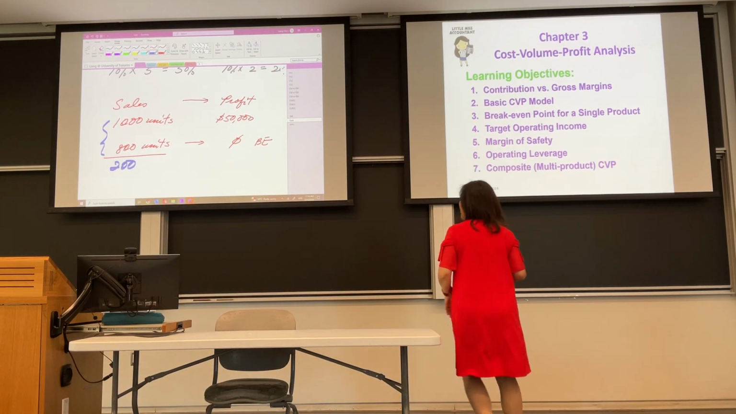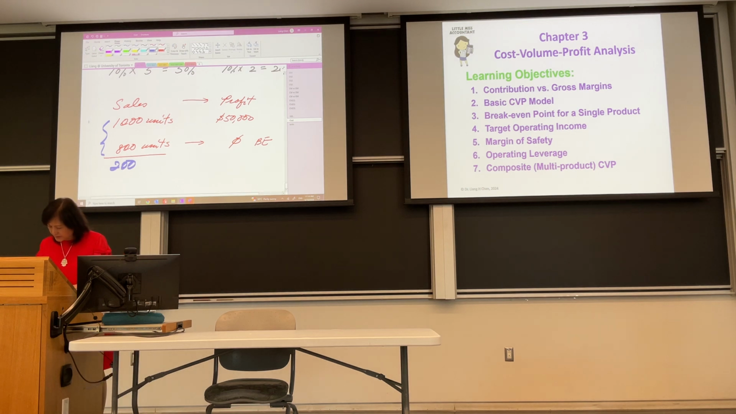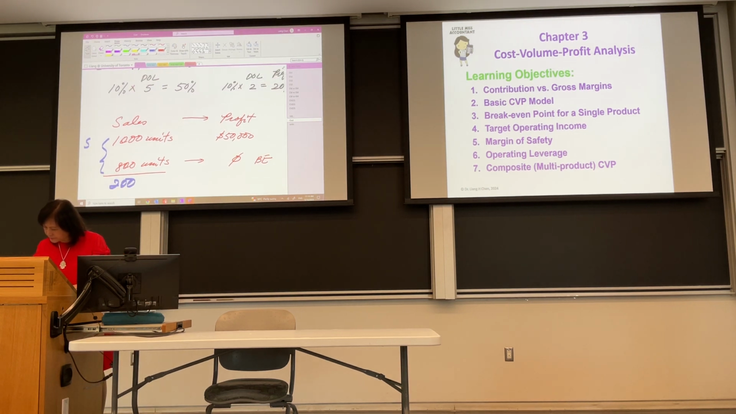We also talk about margin of safety. This is sales with the target income, TI, target income. This is sales, break even. This is called margin of safety.